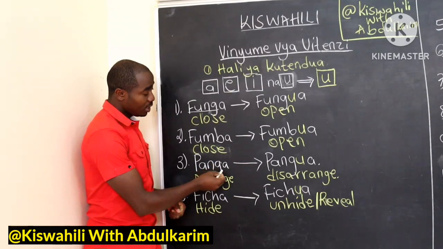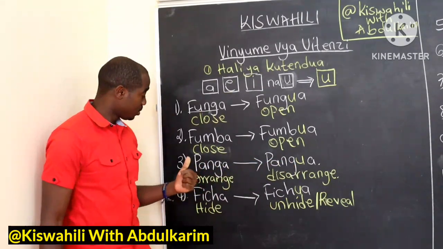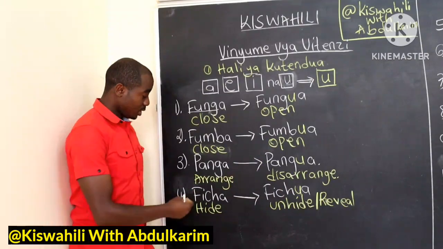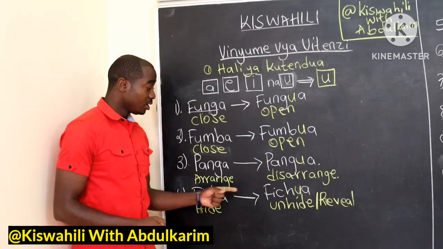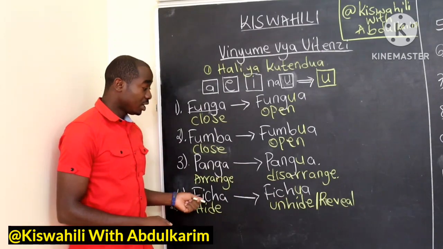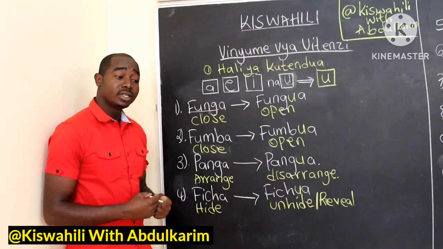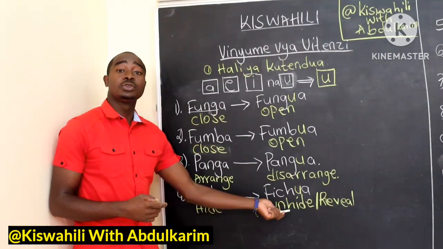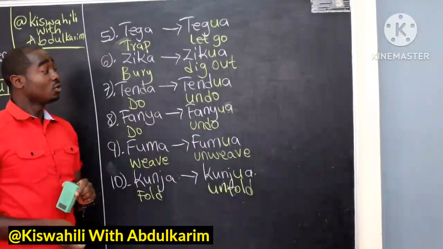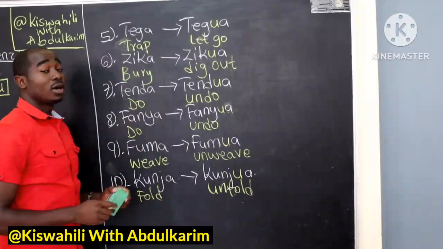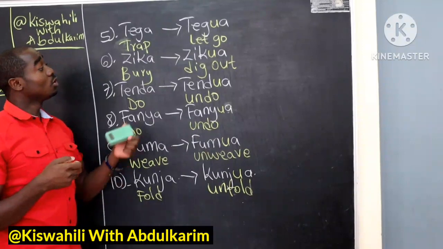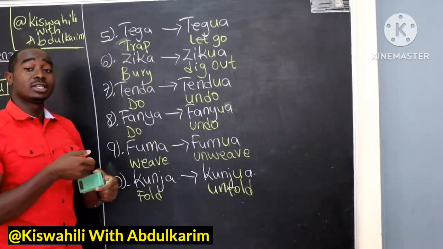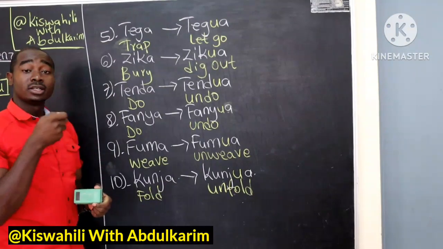Tatu, panga, pangua. Panga, pangua. Arrange, disarrange. Nne, ficha, fichua. Ficha, fichua. Hide and unhide, or to reveal something. Sawa? Tano, tega, tegua. Tega is like to set a trap. Tegua is to let something go or to untrap something. Okay? Tega, tegua.